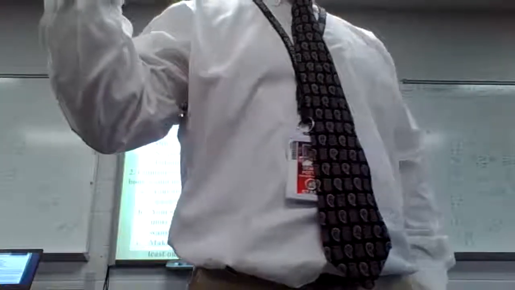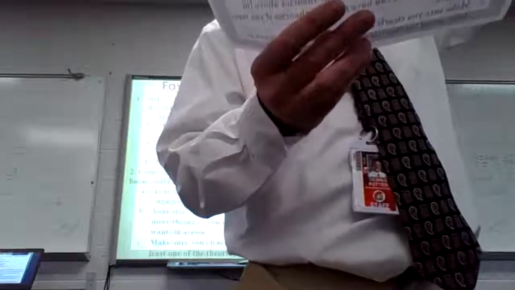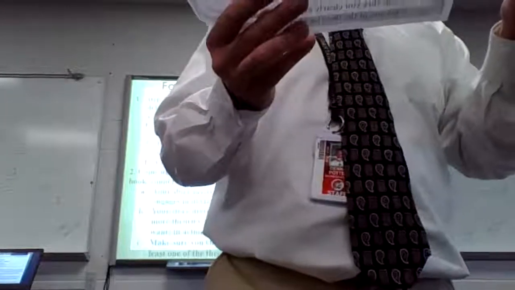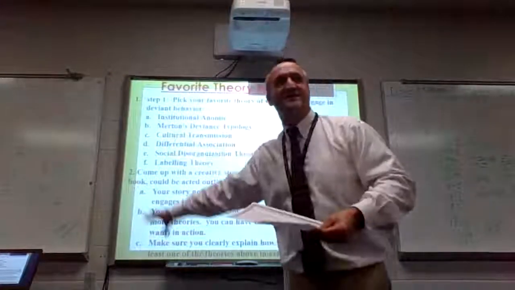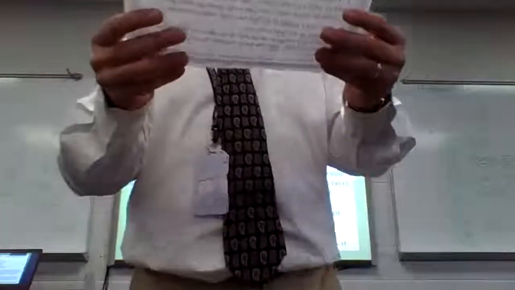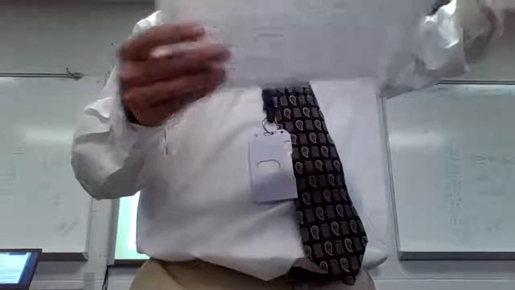So it says here, step one. Everyone have it? Everyone got it? Okay. Step one, pick your favorite theory. And there they are. They're all listed right there. There's institutional anomie. That's where people have perfectly acceptable goals, but they find other ways to achieve those goals. Or Merton's deviance typology. Remember, the conformists and the innovators and the revolutionaries, and maybe you want to go with that one. Or there's the cultural transmission. What impacts you creates you. So dad's a criminal, you're a criminal.